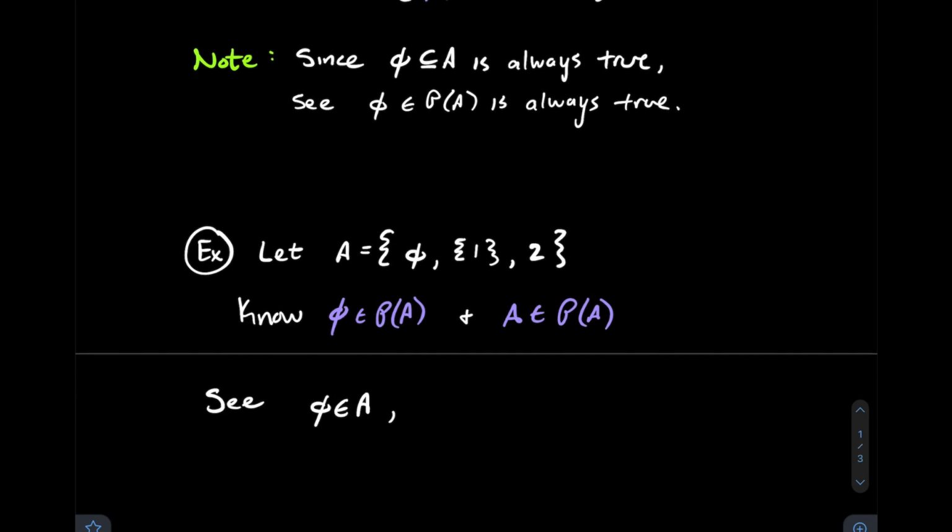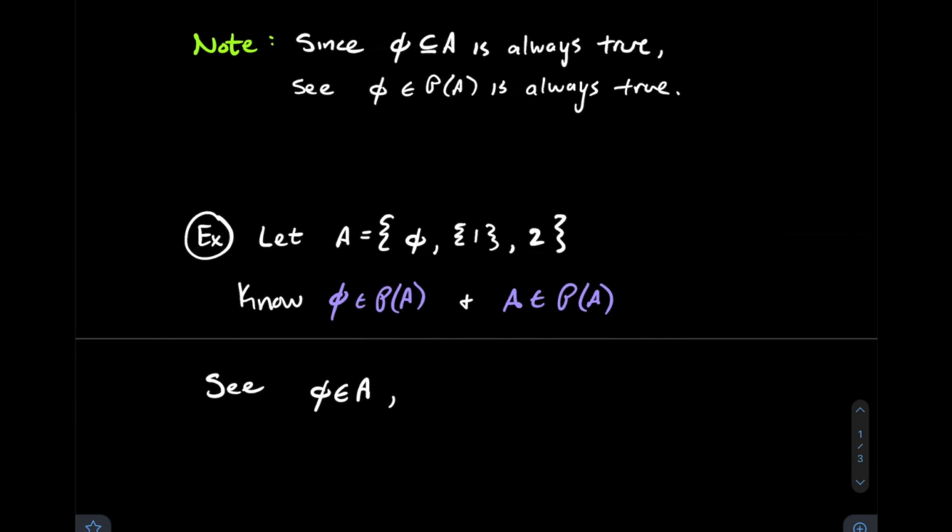Now let's talk about what's actually in the set A. So the empty set happens to be an element of the set A as well, right? He's right there. So the empty set happens to be an element of the set that I'm playing with. Similarly, the set containing 1 happens to be an element of the set that I'm playing with. And then, 2 is an element of the set I'm playing with as well.